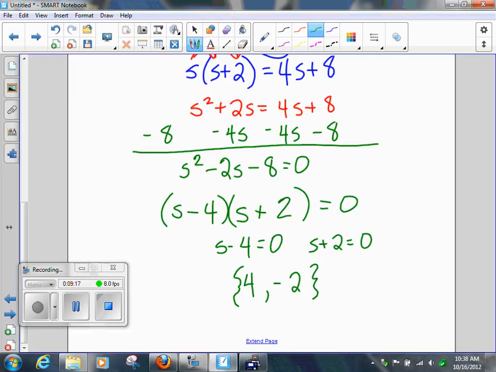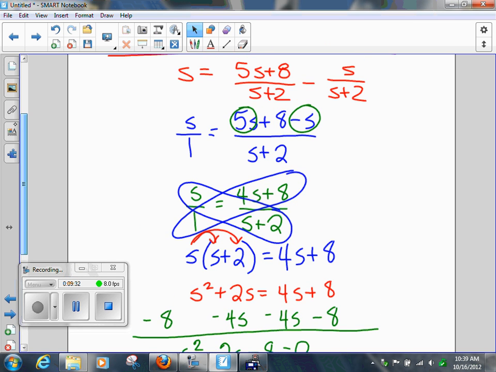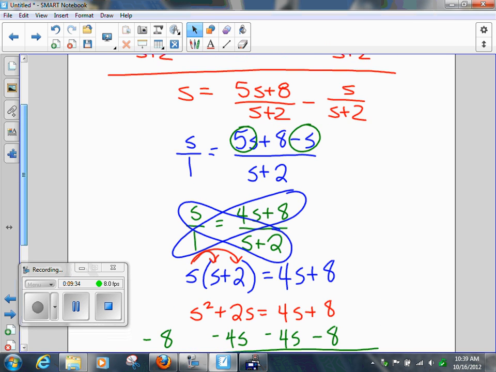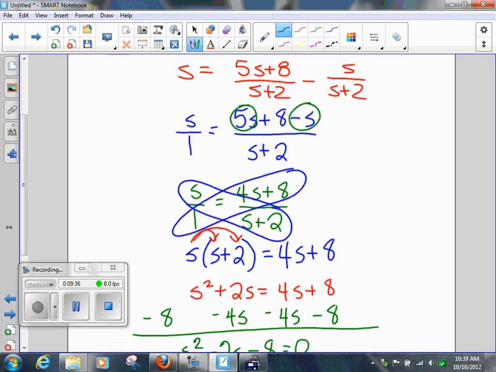Do you guys agree with that? I'm sure you're calculating all of this. Okay? What now? I have to check it. If you look at this, where did I start? Can I check it here? Can I check it right there?